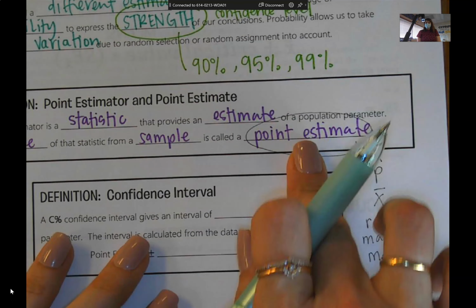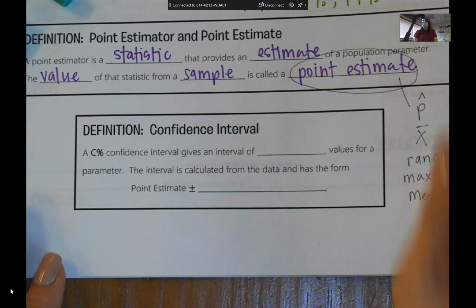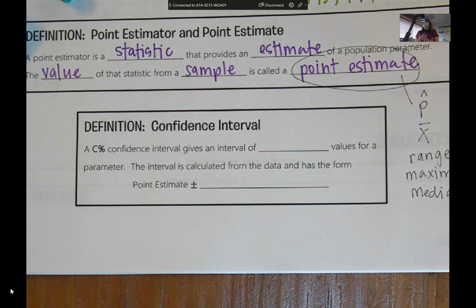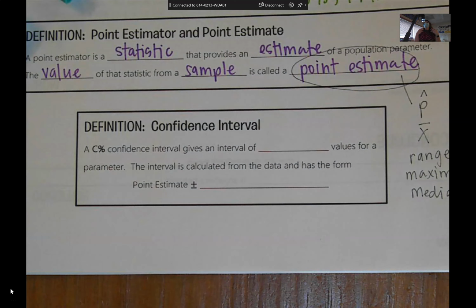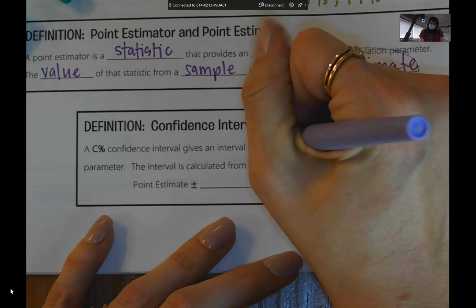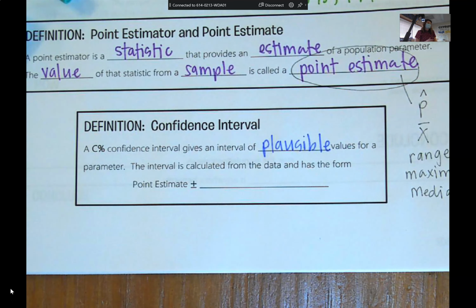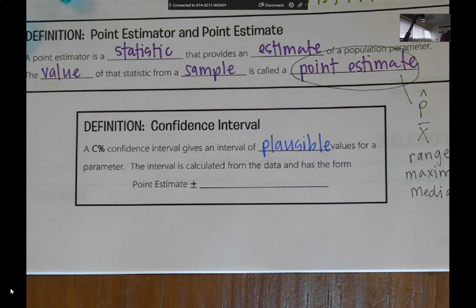Then we can use this point estimate to build our confidence interval, and that's the last box. It says a C% confidence interval. What they mean by that is a 90% confidence interval, or a 95% confidence interval, gives an interval, a range of numbers of plausible values for the parameter. That first blank is the word plausible.